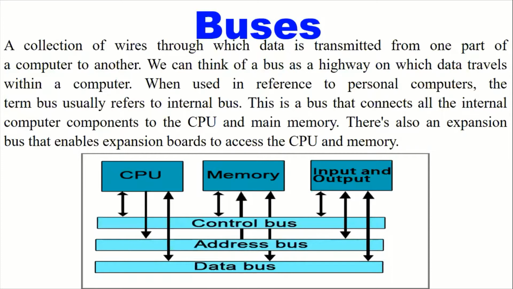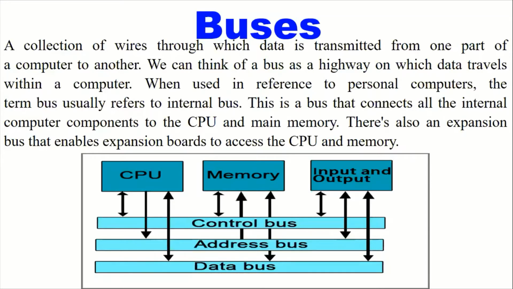When used in reference to a personal computer, the term bus usually refers to internal buses. This is a bus that connects all the internal computer components to the CPU and main memory. Buses are the main part. They connect different components of the computer and main memory. There are also expansion buses that enable expansion boards to access the CPU and memory. We can attach different expansion buses to our computer or motherboard.